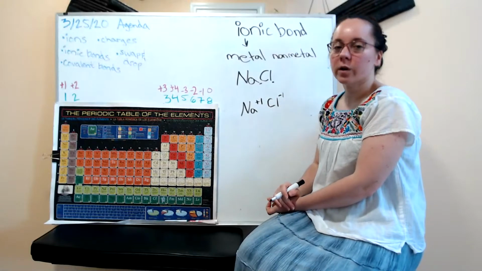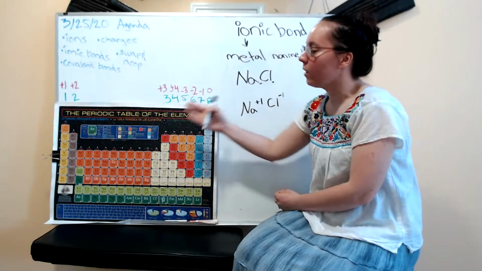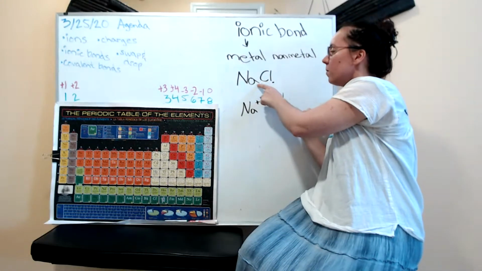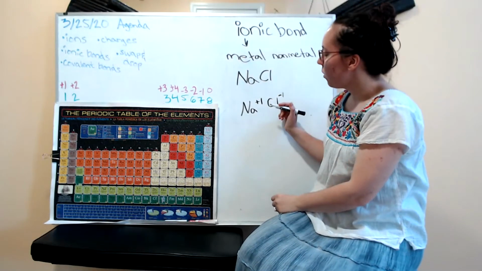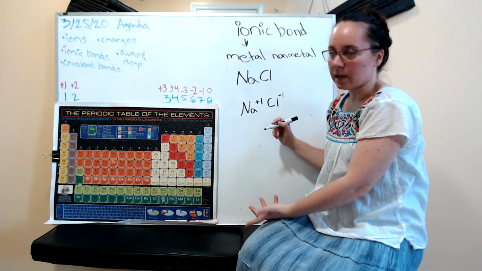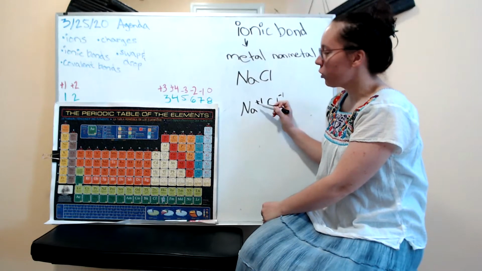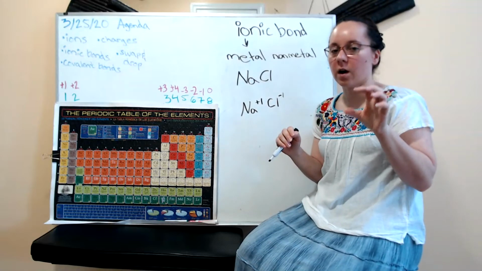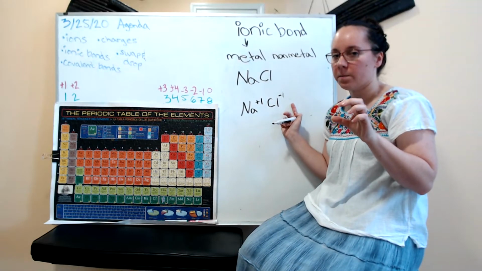Now here is where the swap and drop comes in, okay? So how do we get from elements on the periodic table into an actual bond and to be able to express that bond in a chemical formula? So one of the techniques for doing this, like I said, is the swap and drop. So you take the charges and you put it in the top right-hand corner of your element. So like I wrote Na +1, Cl -1.